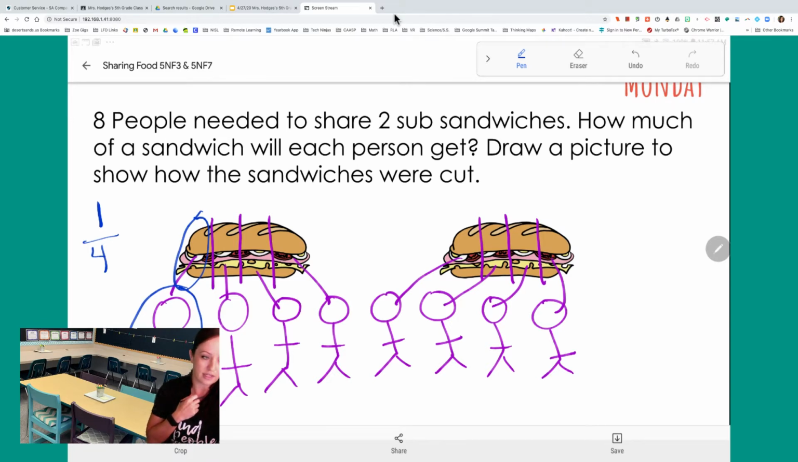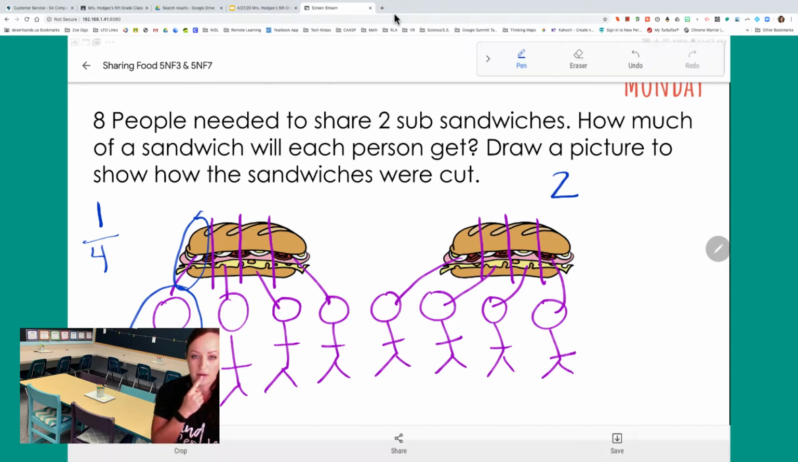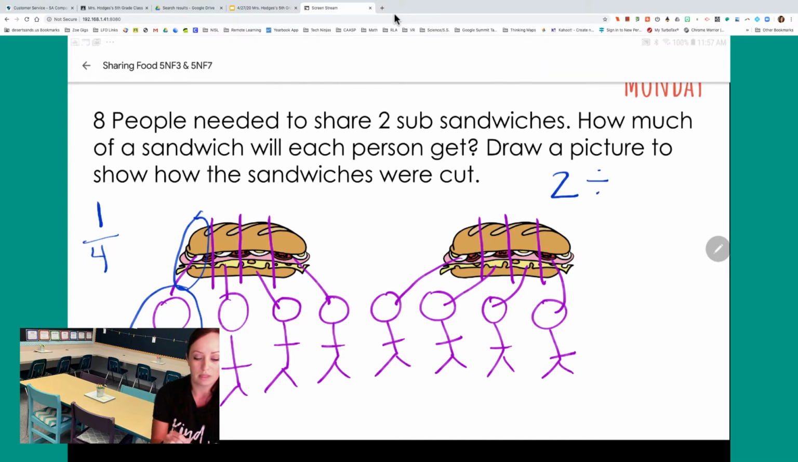So then I'm going to think about what if I think of this as an equation, okay? How many sub-sandwiches did I start with? Well, I started with 2 sandwiches. And I'm thinking about dividing that into how many pieces? Well, what if I don't know? I'm going to think about how many people I have to share it with, right? So I'm going to divide those 2 sub-sandwiches by 8 people.